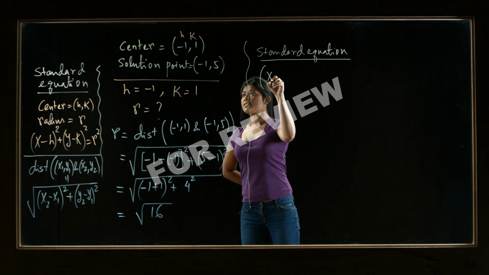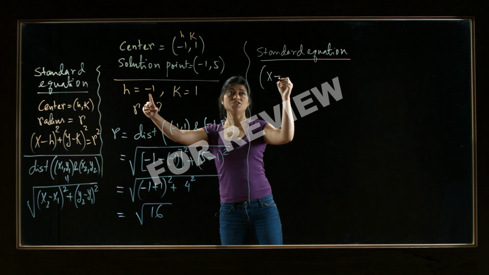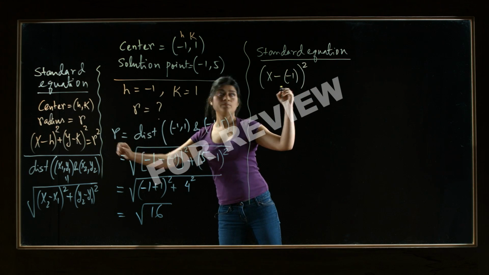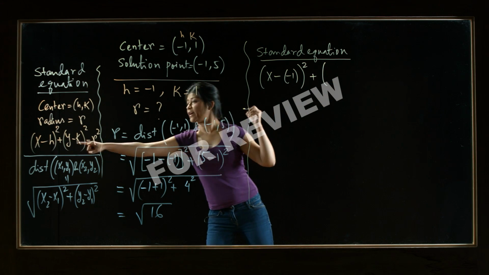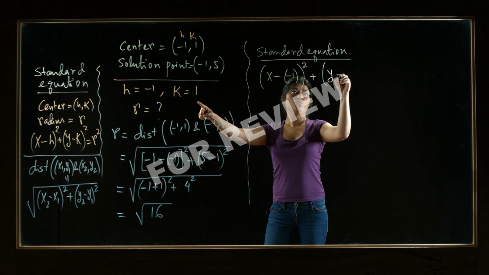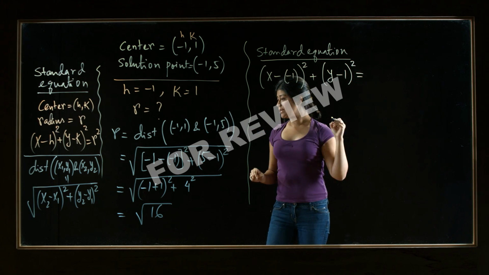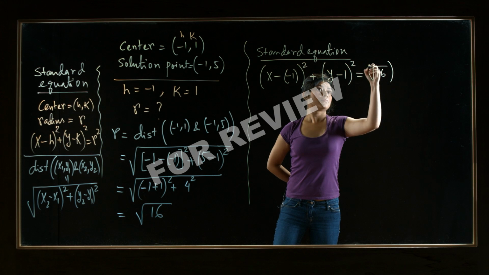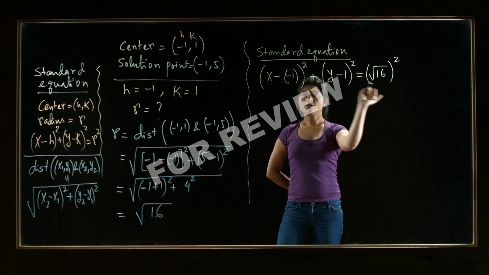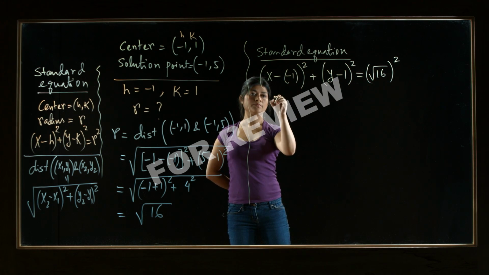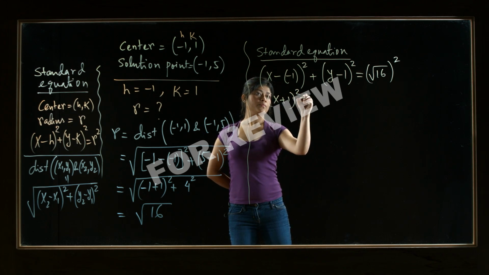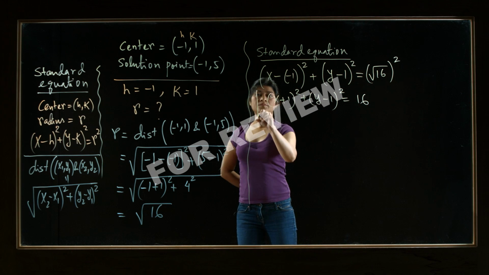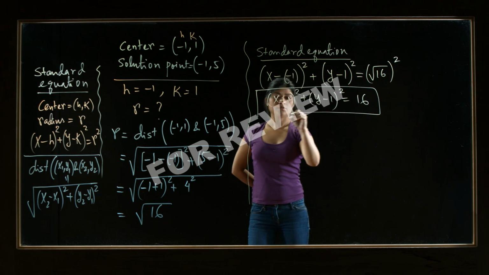So the standard equation is you have to have x minus h, and h is -1 square plus y minus k, k is 1, so y minus 1 square, and that is equal to r square. R is square root of 16. So let's simplify and make it look nice. So this is x plus 1 square plus y minus 1 square equal to 16. That is the equation of the circle.